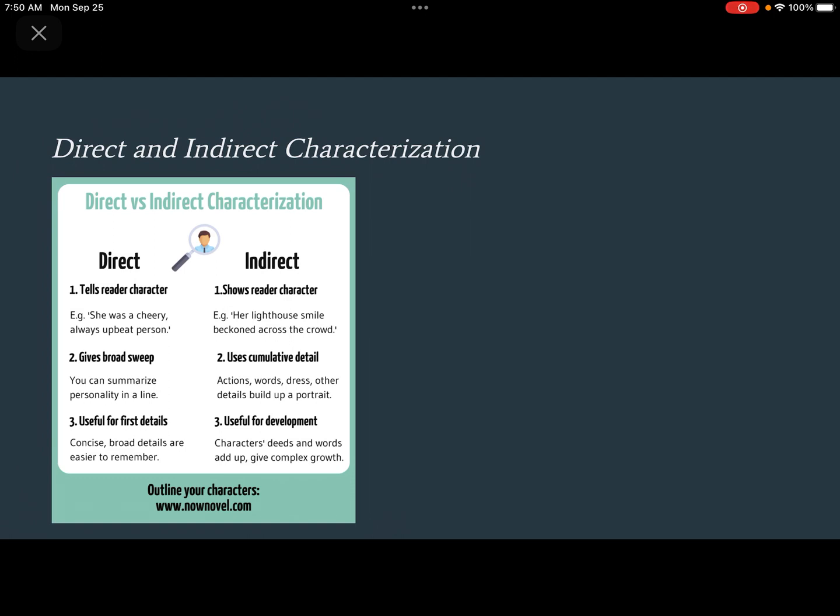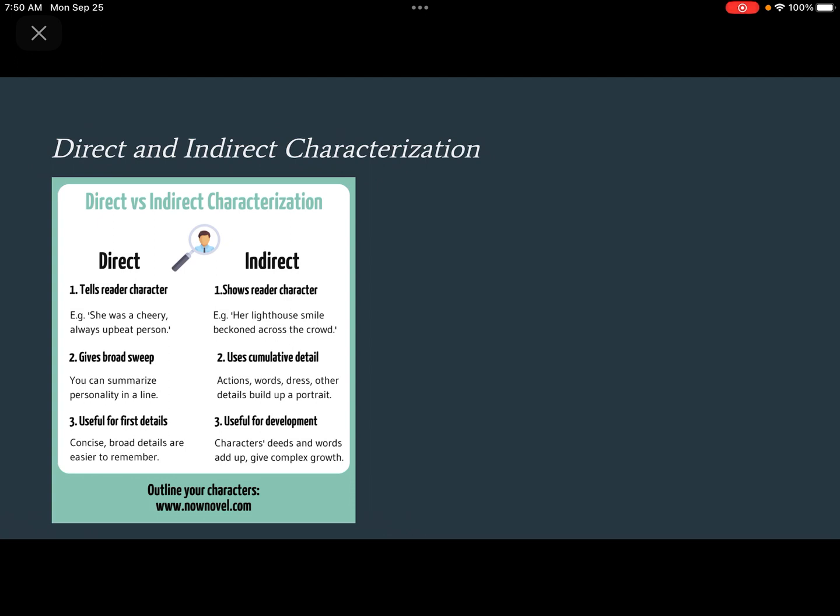In longer stories, usually your secondary characters get some kind of direct characterization because they're not trying to develop something. They're just telling you directly so you don't have to read into the character. Broad sweep, you can summarize somebody's personality in a particular line. It's useful for details, concise, so cheery person, always upbeat, and easy to remember. Direct is the easiest one. You can point to it in the reading, and say the author told me this about this character, so I know that.